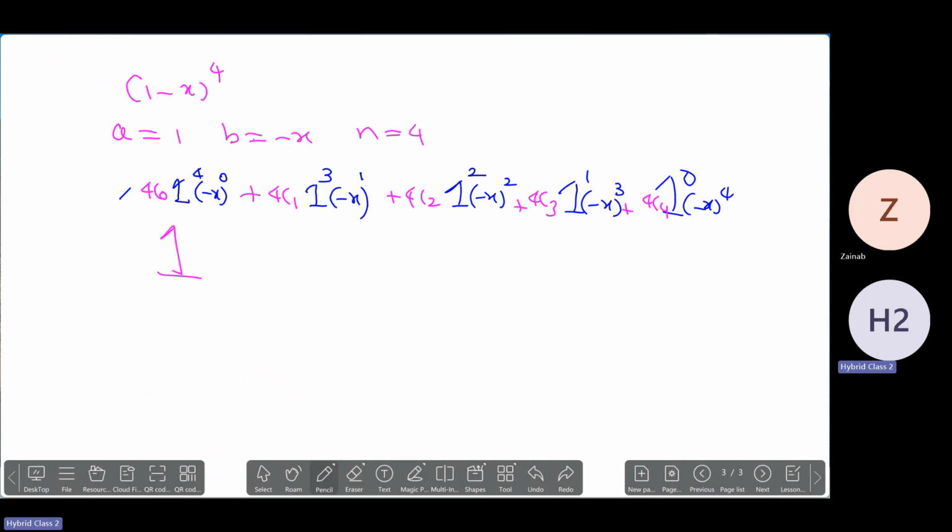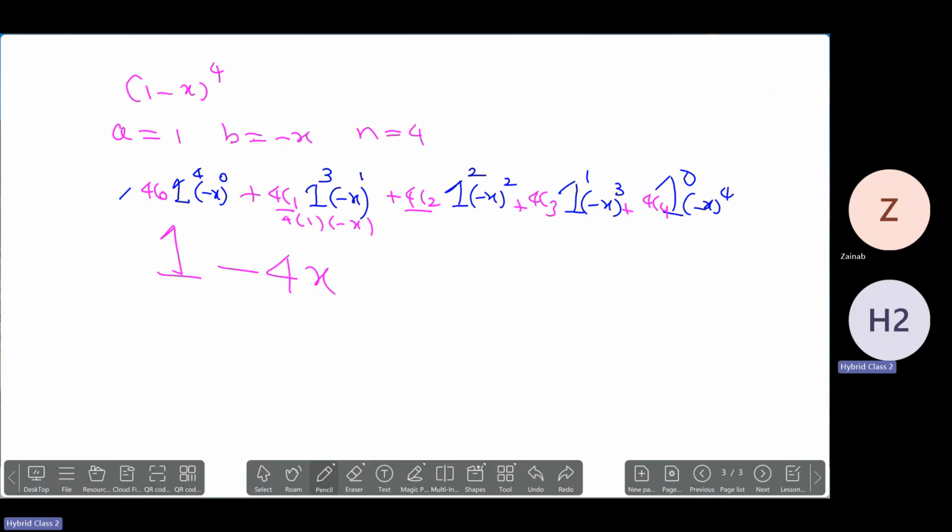So the answer is 1. Okay. Next one, 4C1 value is 4. 1 to the power anything is 1. Minus 6 to the power 1 is minus 6. Wait, minus x to the power 1. So the answer is minus 4x.